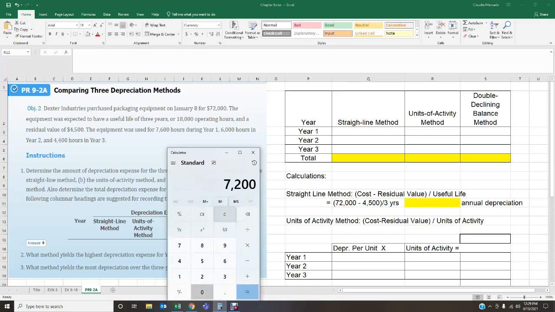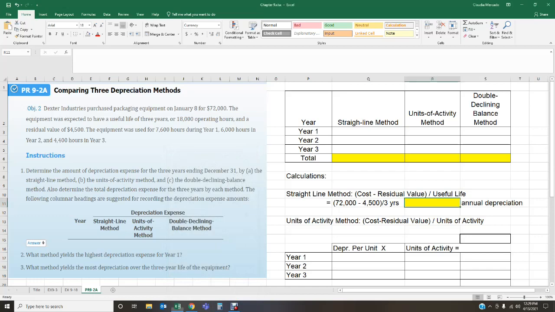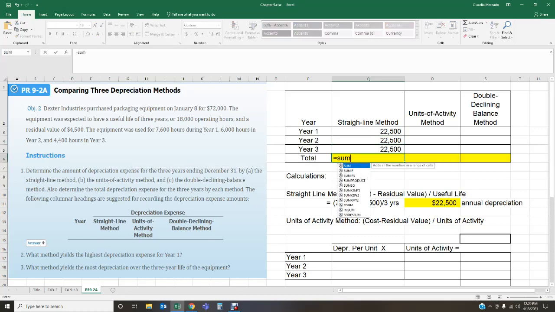So we've got 72,000 minus 4,500, which is my residual value. That gives me 67,500, and then I'm going to divide by 3 years. So my annual depreciation is going to be 22,500. That is your annual depreciation. Every year we're going to depreciate at 22,500. Okay. And then we get a total.